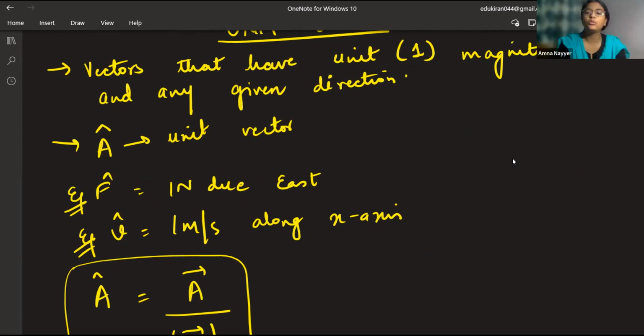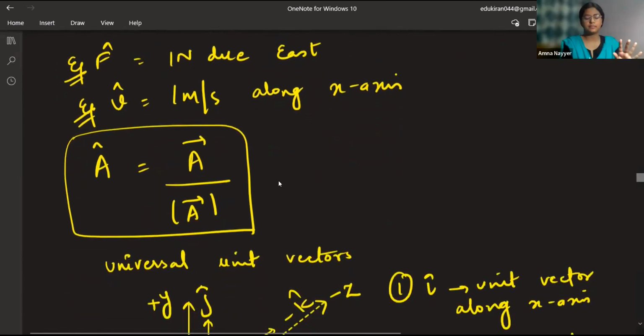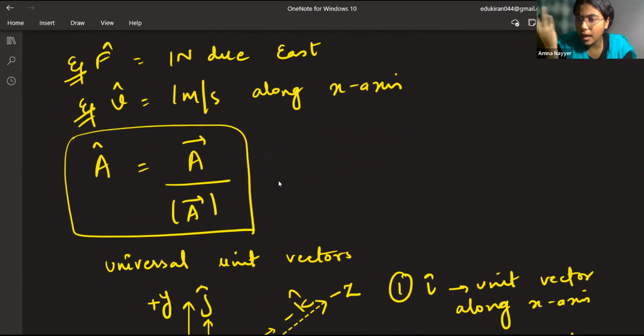But the problem is how to write it. Questions based on unit vectors are very few, but questions are there. So you have to remember this basic formula, that's it. You put a cap on it to differentiate and distinguish between what is the actual vector and what is the unit vector. Take the vector as it is, fine.